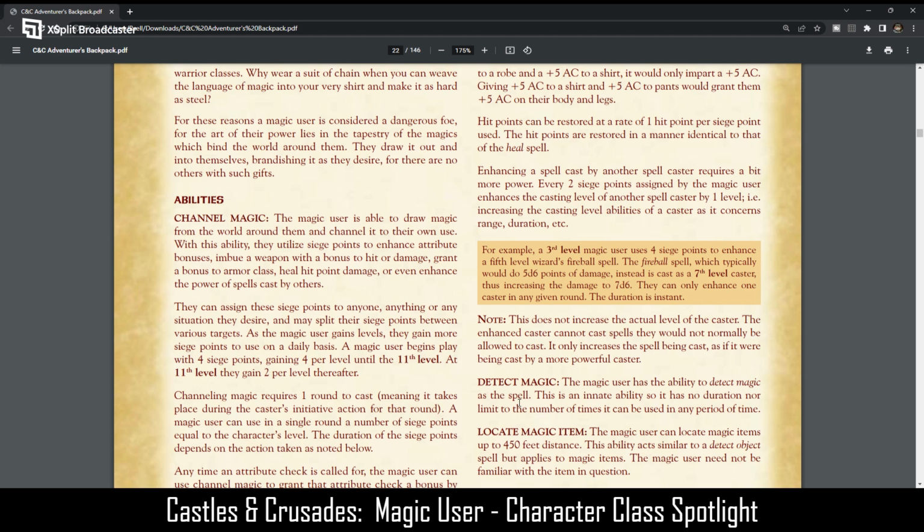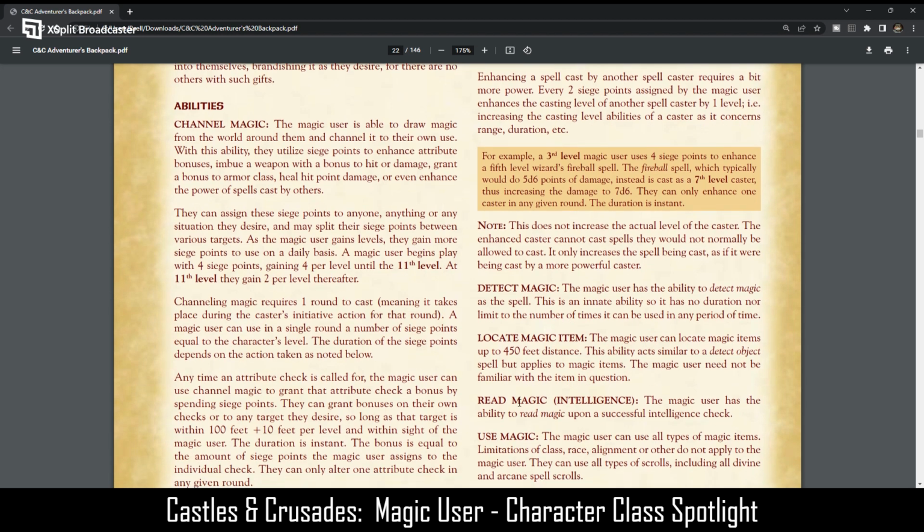A magic user begins play with 4 siege points, gaining 4 per level until the 11th level. At 11th level, they gain 2 per level thereafter. Channeling magic requires 1 round to cast, meaning it takes place during the caster's initiative action for that round. A magic user can use in a single round a number of siege points equal to the character's level. The duration of the siege points depends on the action taken as noted below.